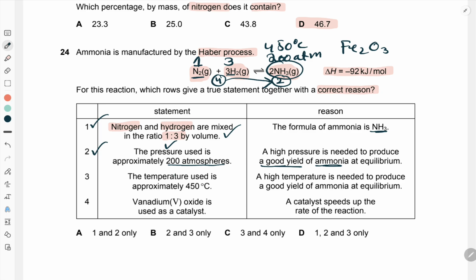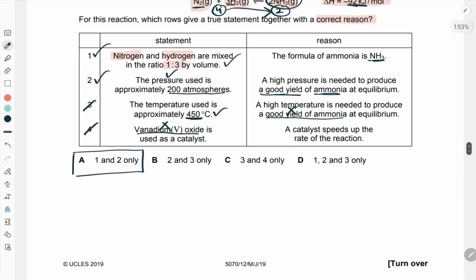The temperature used is approximately 450. A high temperature is needed to produce good yield of ammonia. No. Since the forward reaction is exothermic, a high temperature favors the backward reaction. But why are we using this much high temperature? To increase the rate of reaction. So not a good yield. This is an incorrect reason. We do not use vanadium pentaoxide, so 3 and 4 are incorrect. Therefore 1 and 2 only. So this is the correct answer.